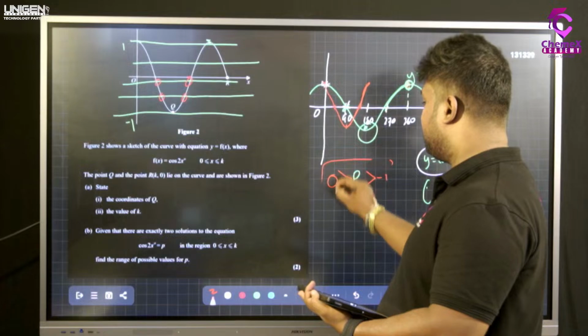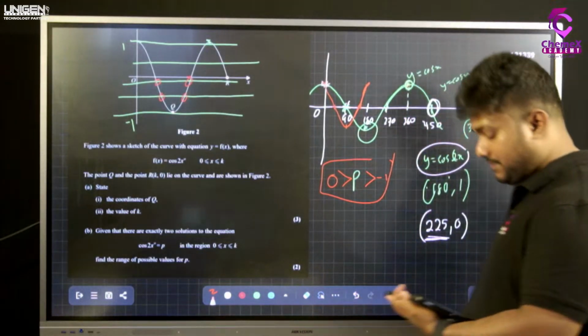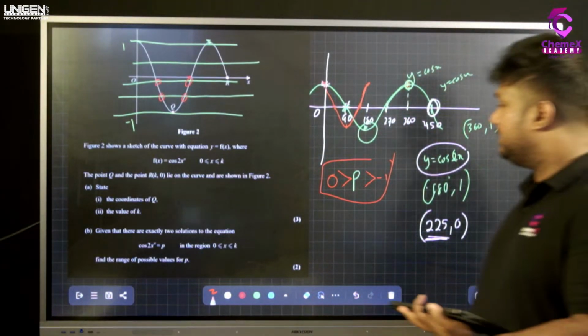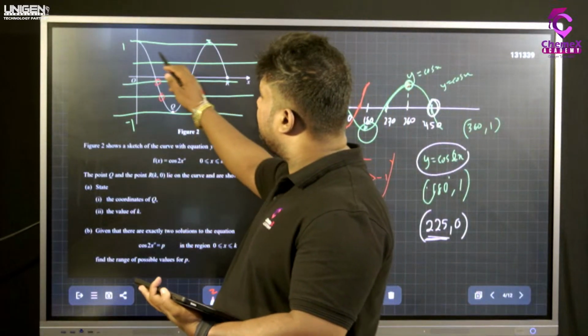That is one place where we can have a value. And what is the other one? It can be what?